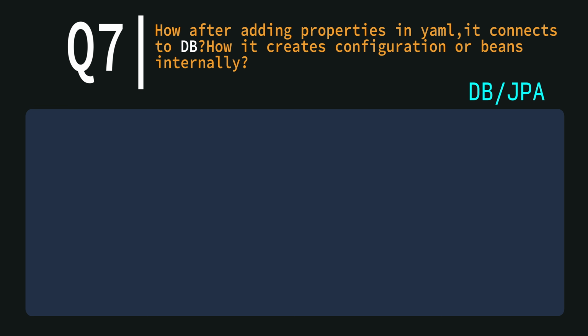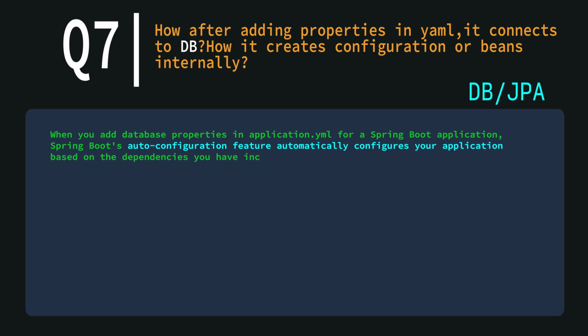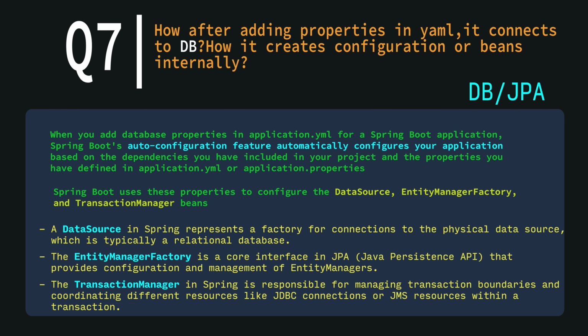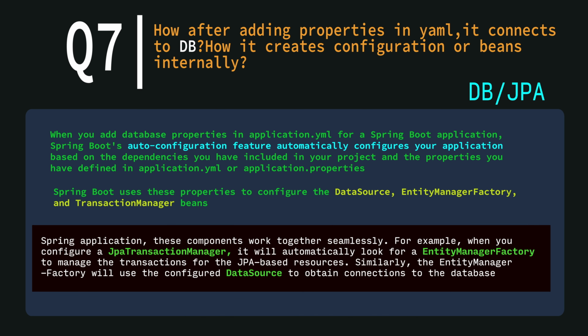After this, whenever we are deploying or restarting the application, Spring tries to instantiate three main JPA objects, that is data source, entity manager factory and transaction manager. These are the three necessary beans to connect with the DB and make transactions. So in a Spring application, these components work together seamlessly. Whenever you configure a JPA transaction manager, it will automatically look for an entity manager factory to manage the transactions for the JPA based resources. Similarly, the entity manager factory will use the configured data source to obtain connections to the database. I hope now you understood how these components get created and how they work.